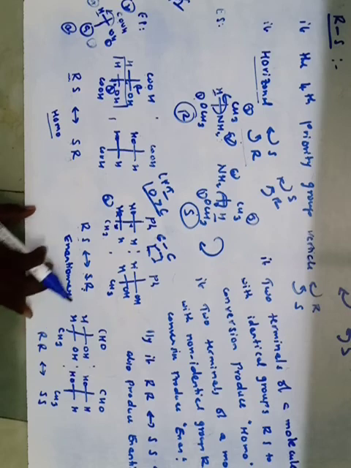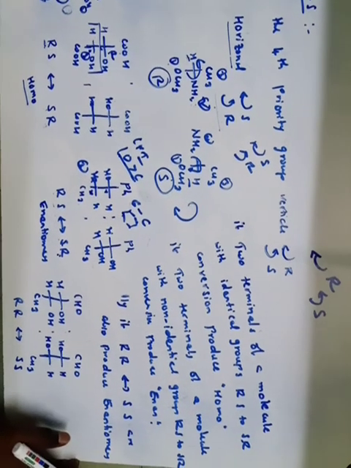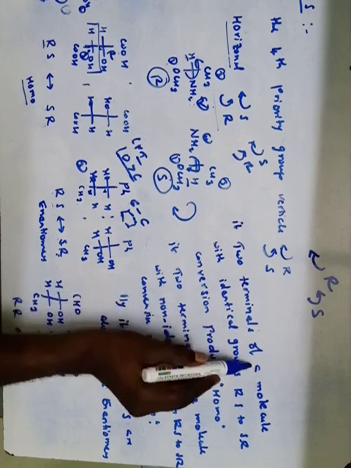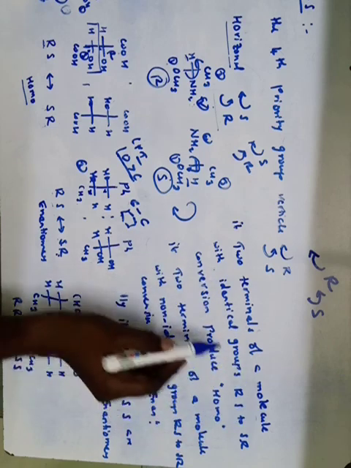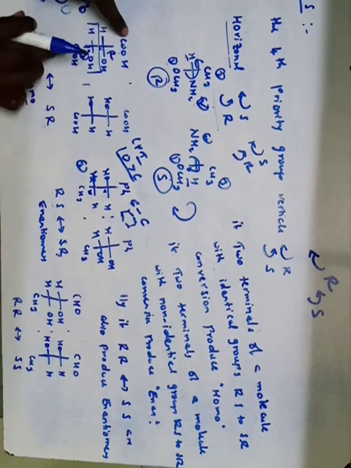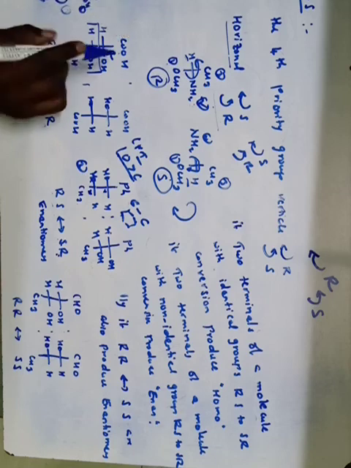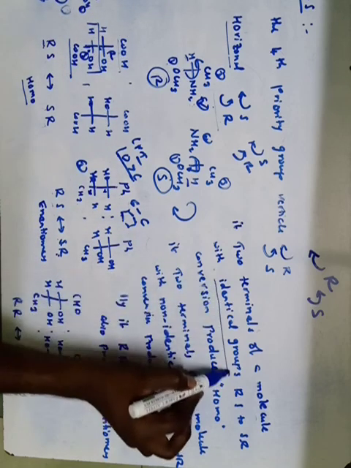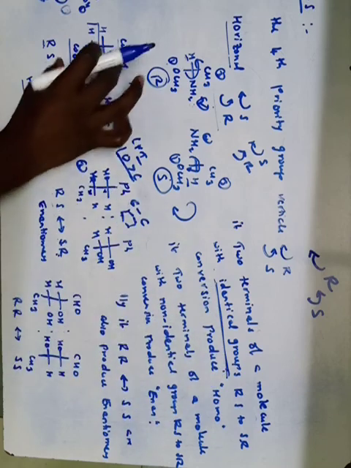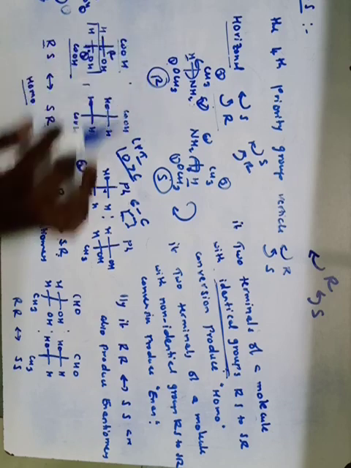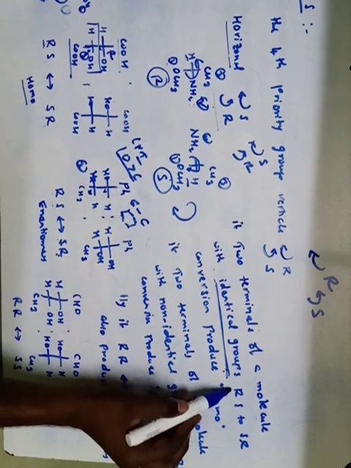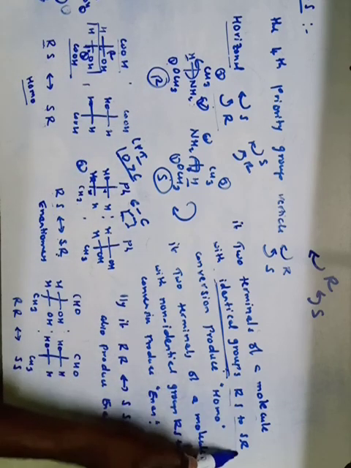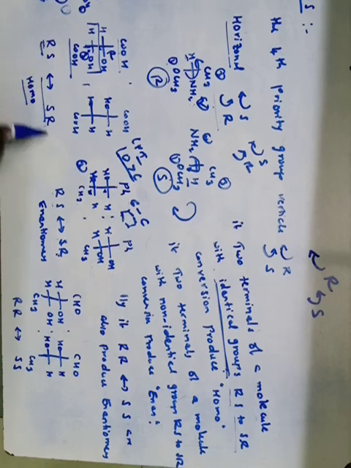Why? Because let's see here: two terminals of a molecule with identical groups. These are the terminal groups, right? These two terminals of a molecule have identical groups, these are the two identical groups present in this structure. Then RS to SR conversion produces homomers.